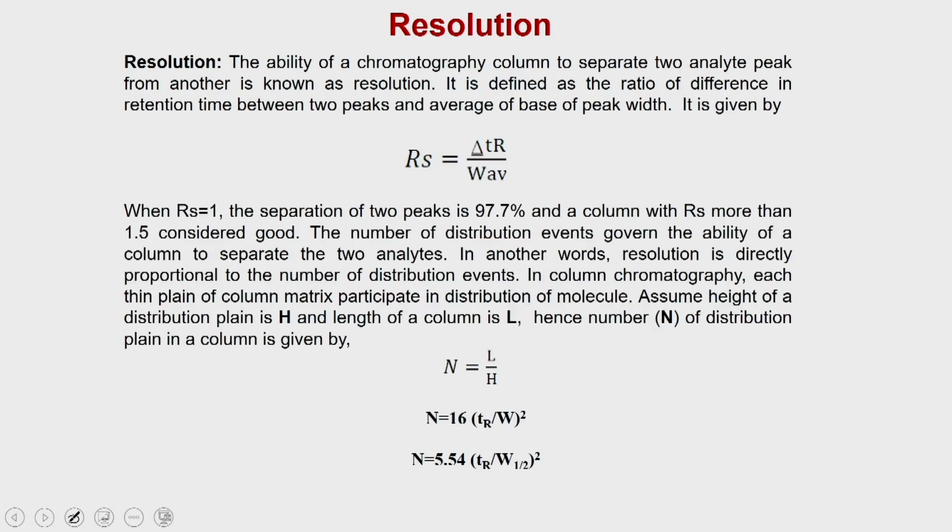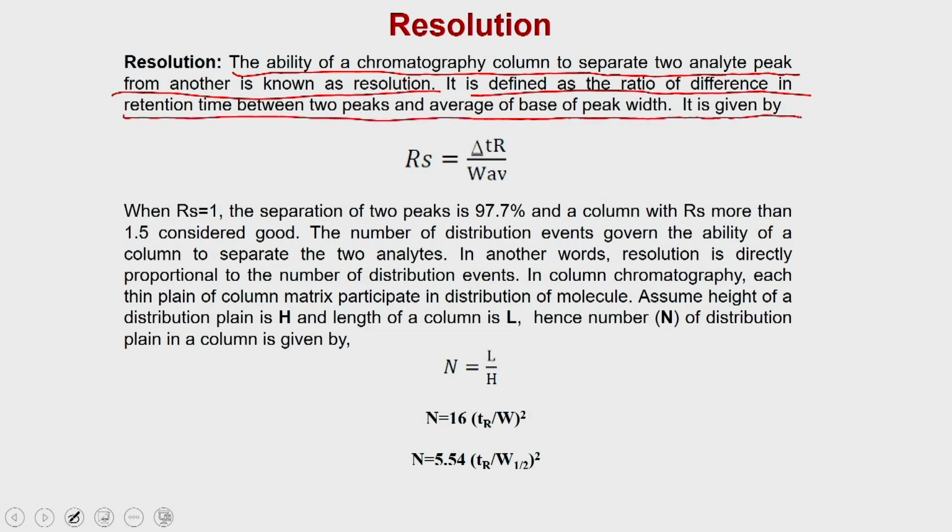So, what is resolution? The ability of a chromatographic column to separate two analyte peaks from one another is known as the resolution. It is defined as the ratio of the difference in the retention time between the two peaks and the average of the base width of the peaks, which means the resolution is directly proportional to delta TR versus W average.